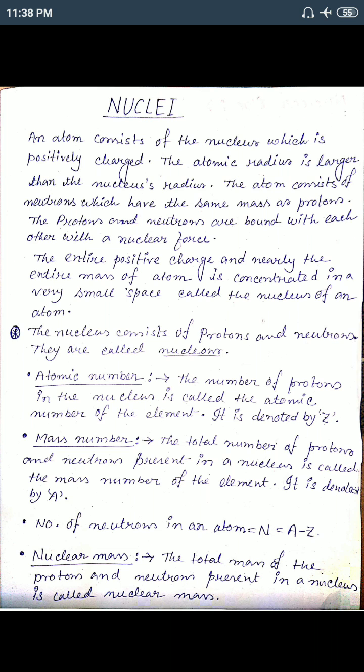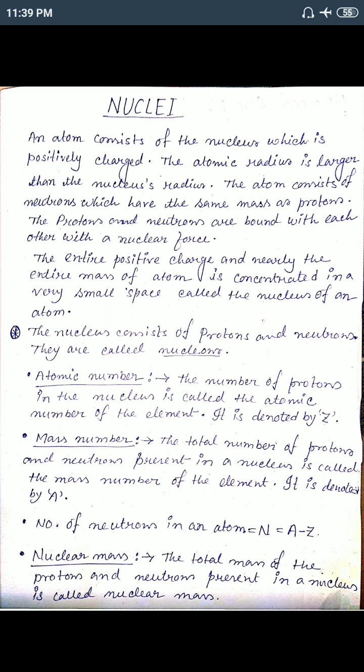So from these two we can easily find the number of neutrons present in an atom, that is A minus Z, because Z is the number of protons and A is the number of protons and neutrons together. So if we subtract Z from A, A minus Z gives us the number of neutrons in an atom. Clear? Okay.